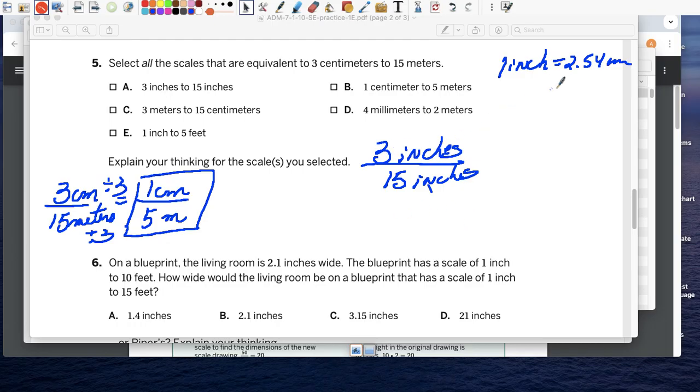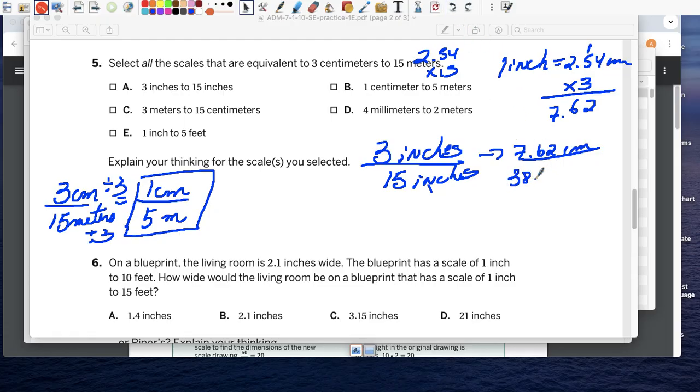So 3 inches, well, every inch is 2.54 centimeters. So let's multiply that by 3. So we get 12, carry 1, 16, 7.62. So 3 inches is approximately 7.62 centimeters. And then let's multiply 15 times 2.54. Actually, use a calculator. 2.54 times 15 is 38.1, approximately.